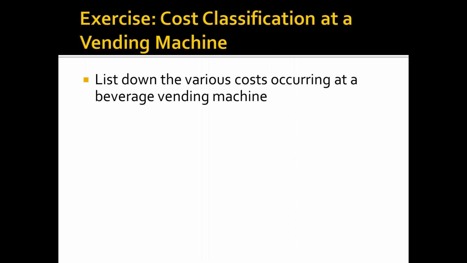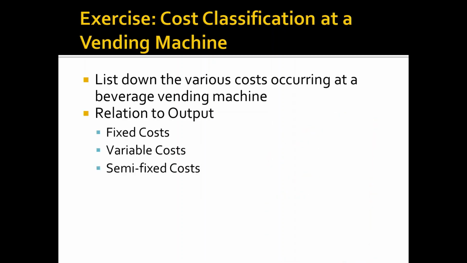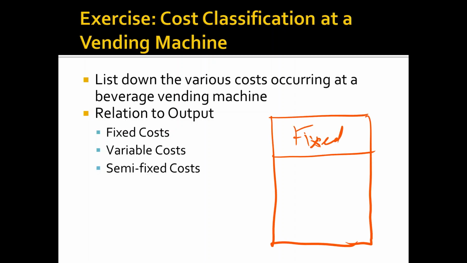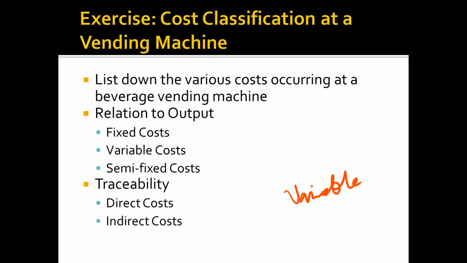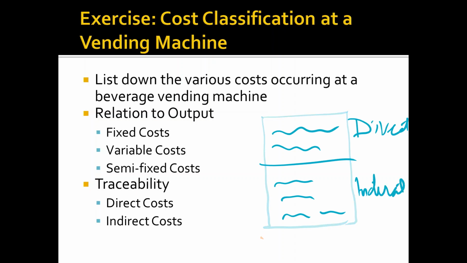So you need to list down the different costs that are occurring, then try to classify on the basis of their relationship with output. And then the same list of costs need to be divided into direct and indirect costs.